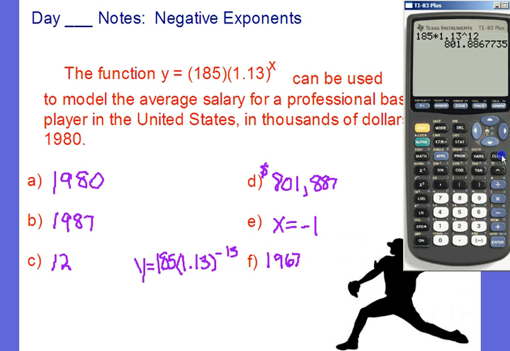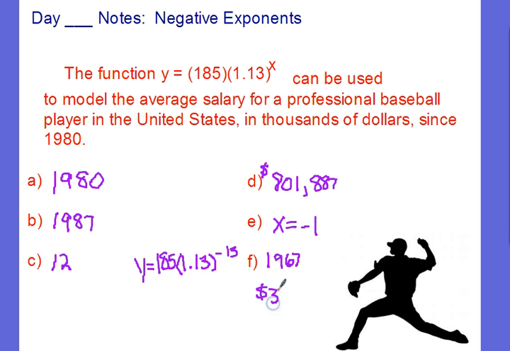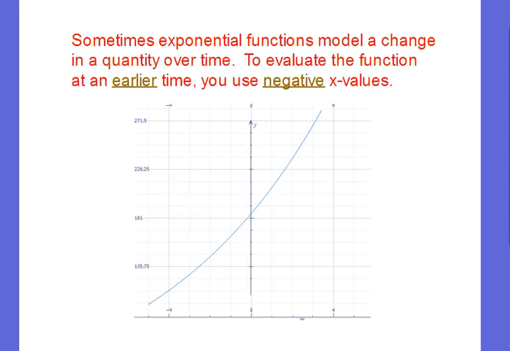So we just use our calculator one more time. We're going to get 185 times 1.13 to the -13th. Okay, and there's our answer, $37,770. So we'll just put that here, $37,770.